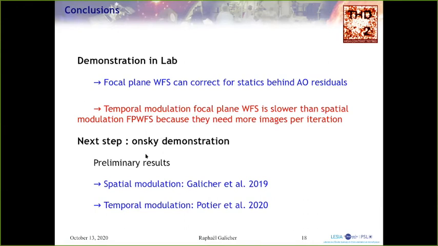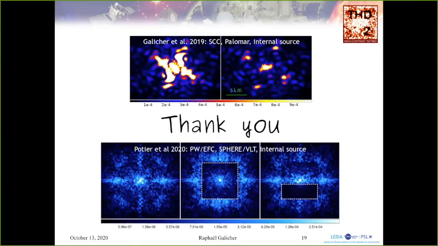And so the next step is now to do that on sky. So we started already. We did some tests for the spatial modulation at the Palomar telescope, and we did some tests with the temporal modulation on the SPHERE instrument, on the internal source. And what we get is something like this.